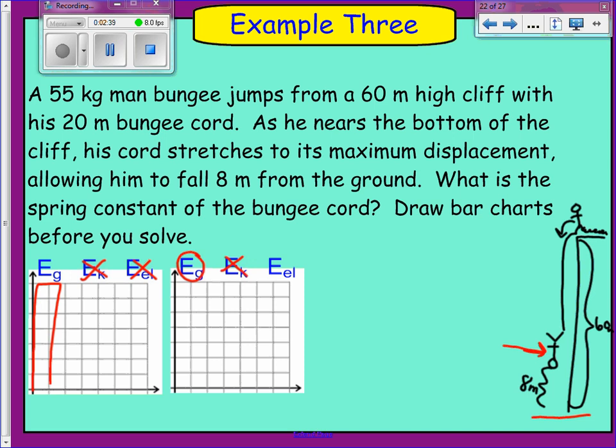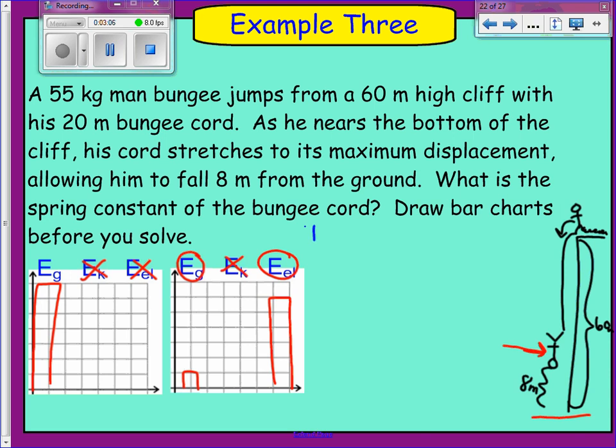Since the bungee cord is actually stretched, there must be some elastic energy there. And so in the second bar chart, we're going to have EG and E elastic. I'm going to guess that EG is probably lower than E elastic since he's 8 meters above the ground. So I may draw 1 square for EG and 6 squares for E elastic. Now that we have our bar charts, let's go ahead and start calculating.